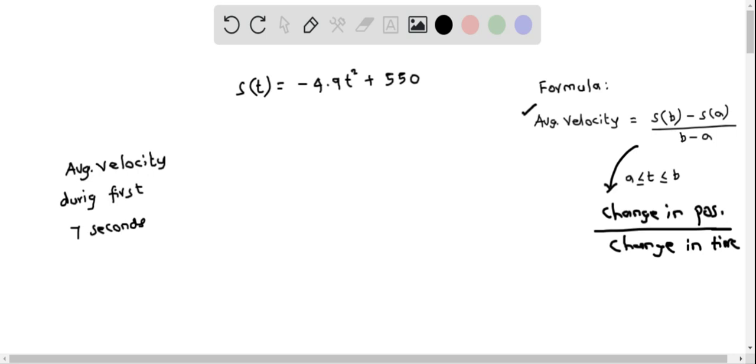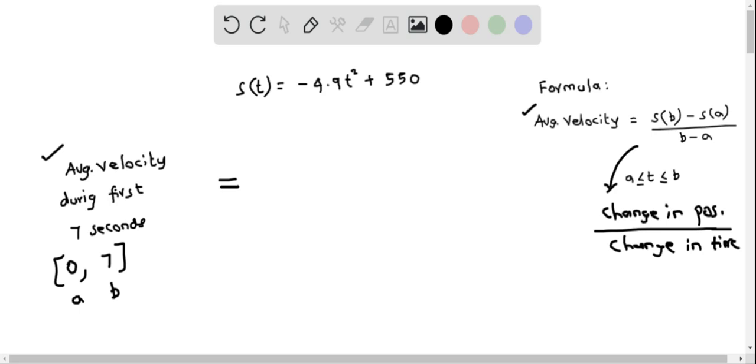So let's utilize this formula to determine the average velocity of the object during the first 7 seconds. So we have to calculate during the first 7 seconds. So I can consider A as 0 and B as 7. So therefore, we consider the time interval as 0, comma 7. This is A and this is B. So we can write down the average velocity.